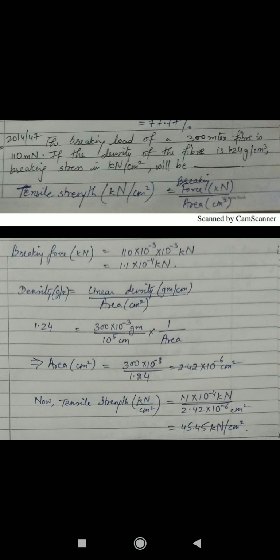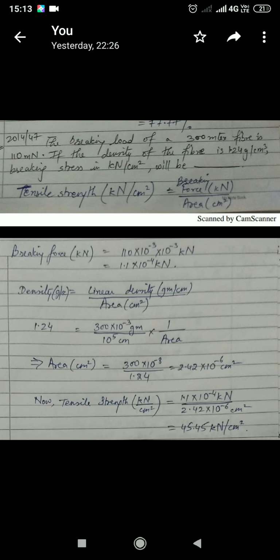Now first we'll convert the 110 millinewton into kilonewton as shown here in the calculations, and we'll try to understand the relation between density, which is in gram per cc, and linear density, gram per centimeter, and area, which is in centimeter square. So we'll try to find out the area from this relation, and then we'll calculate tensile strength in terms of kilonewton per centimeter square as shown here. So the answer is 45.45 kilonewton per centimeter square.